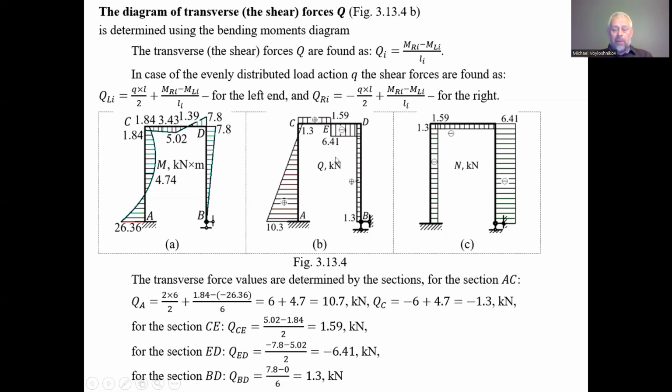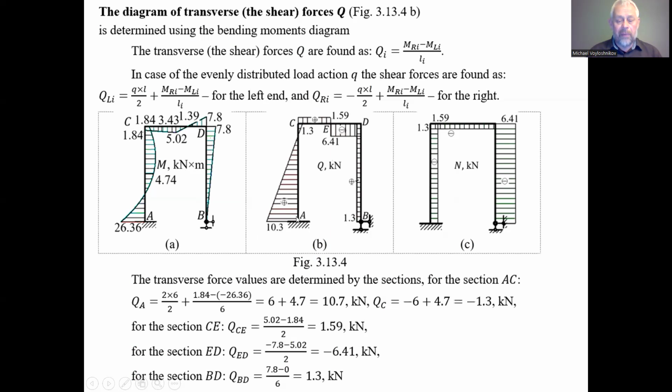If we do not have the mathematical equations for the bending moments, and have only the magnitudes and the general shape of the bending moment diagram, we use the general formulas. First of all, for the vertical stand AC, in the case of evenly distributed load action, we have a distributed load like q, where q is the intensity of the distributed load and L is the length of application. The formula gives a digital determination of the magnitudes of the shearing forces.